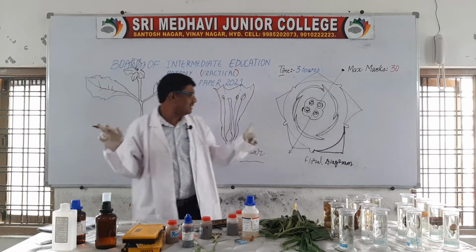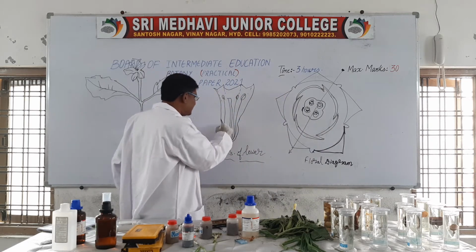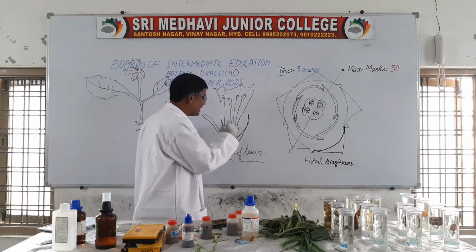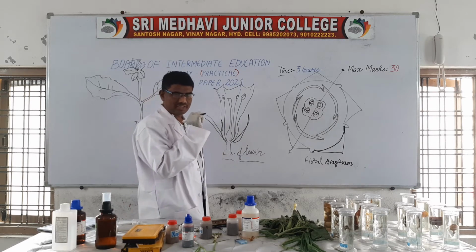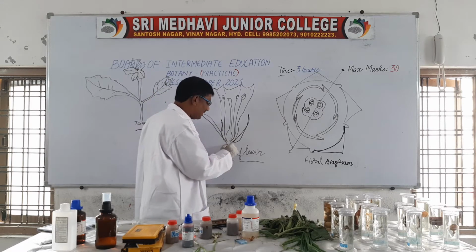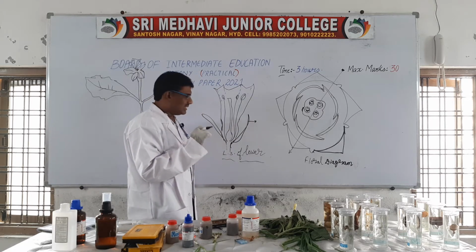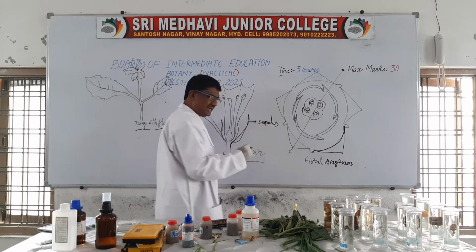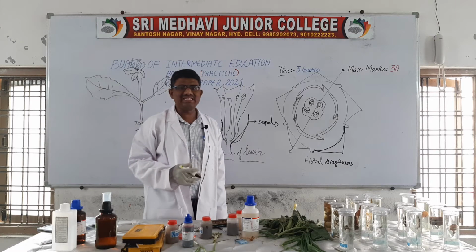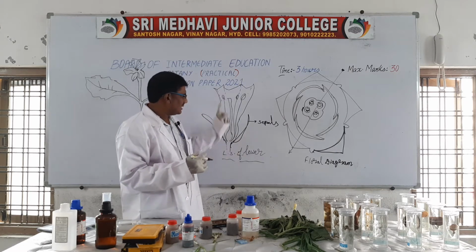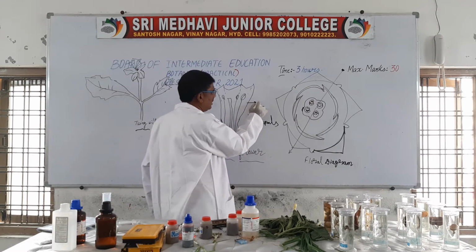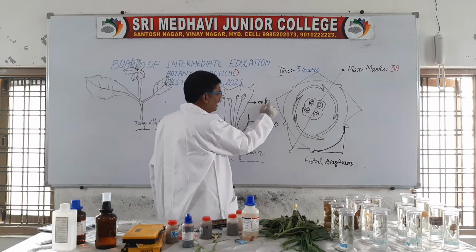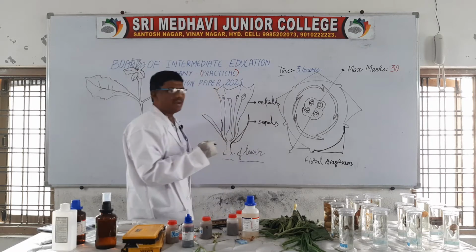Then after that, next one, LS of the flower. For the LS of the flower, labeling is also a must. In the labeling, the outer wall of the flower is called sepals. Generally it is called calyx. The calyx is composed of sepals. Then the second wall of the flower is called petals. These floral parts are called corolla, composed of petals.